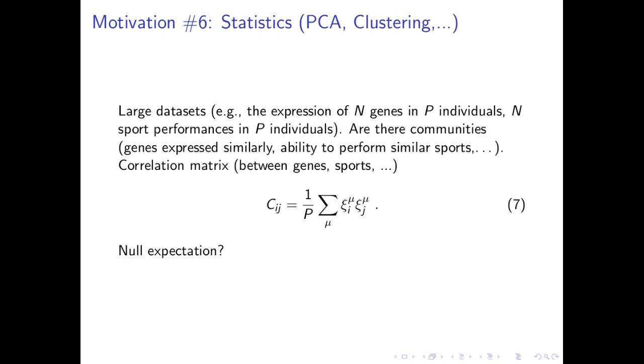And finally, random matrices have a lot of applications in statistics. So imagine that you have a large data set where there are, let's say, the expression of n genes in p individuals, or the sport performance of n different sports in p individuals. And in general, these vectors, let's say the expression of the genes across individuals, are correlated.